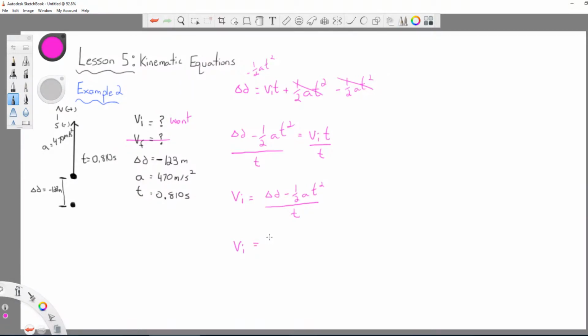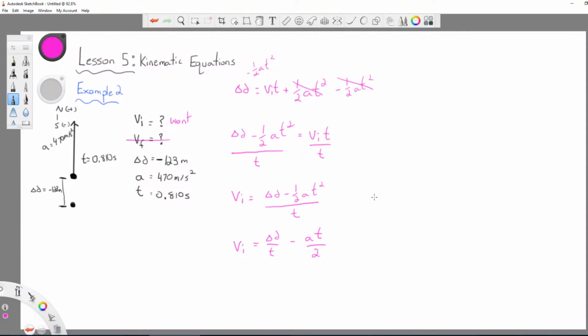VI is equal to delta D over T minus A T over 2, because the 2 is in the denominator. This T gets canceled by this T, and the square term also gets canceled out.